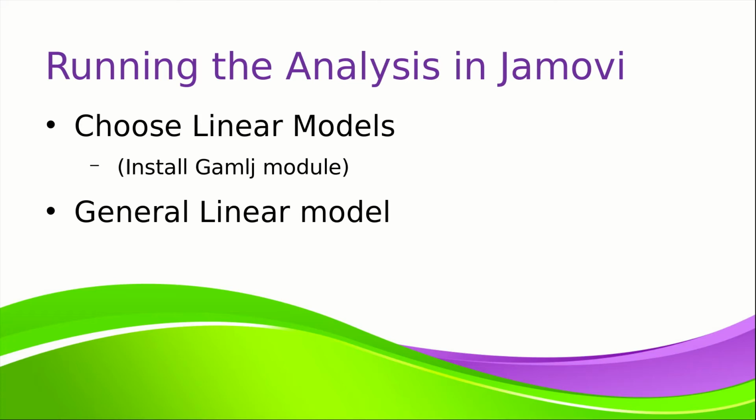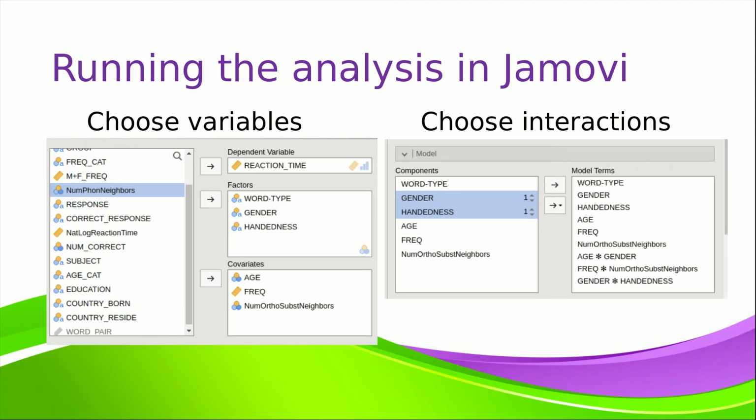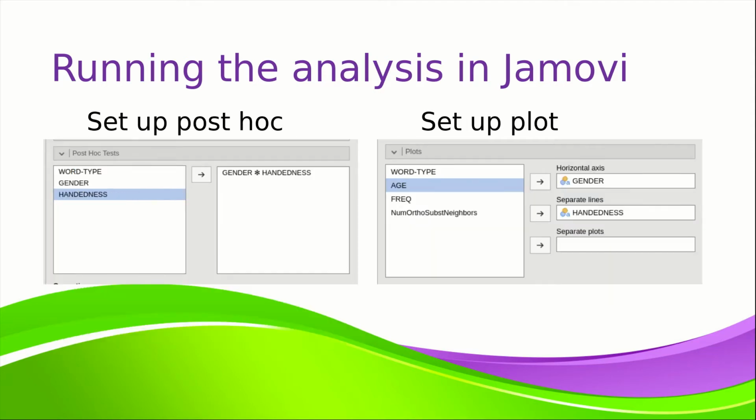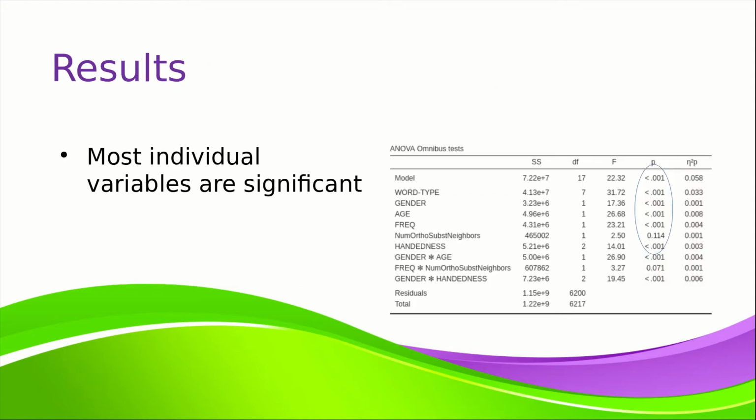So how do you run the analysis in Jamovi? Well, you choose linear models, and if that doesn't show up in your menu, you need to install the Jamovi module, and then general linear model. This is how it's set up in Jamovi as far as choosing the variables and the interactions. A few other things need to be set up, including the post-hoc for the gender by handedness interaction and the plot for gender by handedness.